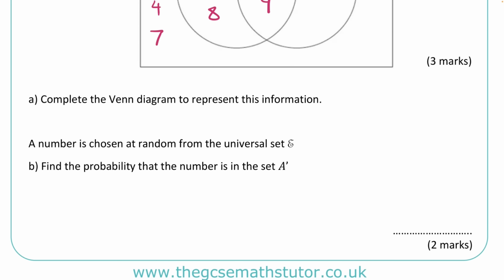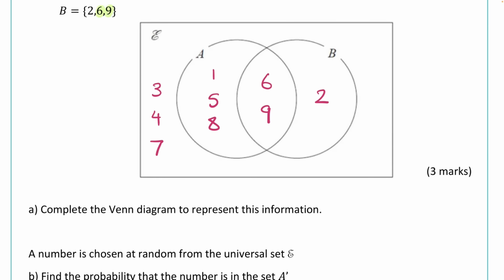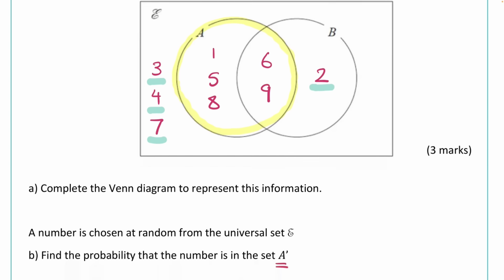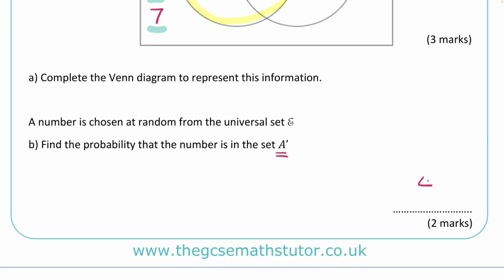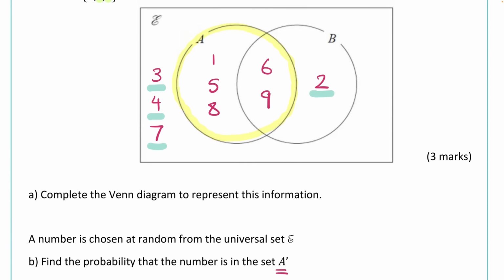Typically we'll be asked a question about it. It says here a number is chosen at random from this universal set. Find the probability the number is in set A dash. A dash means not in A. So if I was to put a circle around A, just highlighting that A circle, it cannot be within that circle. So the only numbers not in the circle, we have 2, we have 3, we have 4, and we have 7. So there are 4 numbers not in A, so that's 4 out of, and there were 9 numbers in total, so 4 out of 9.